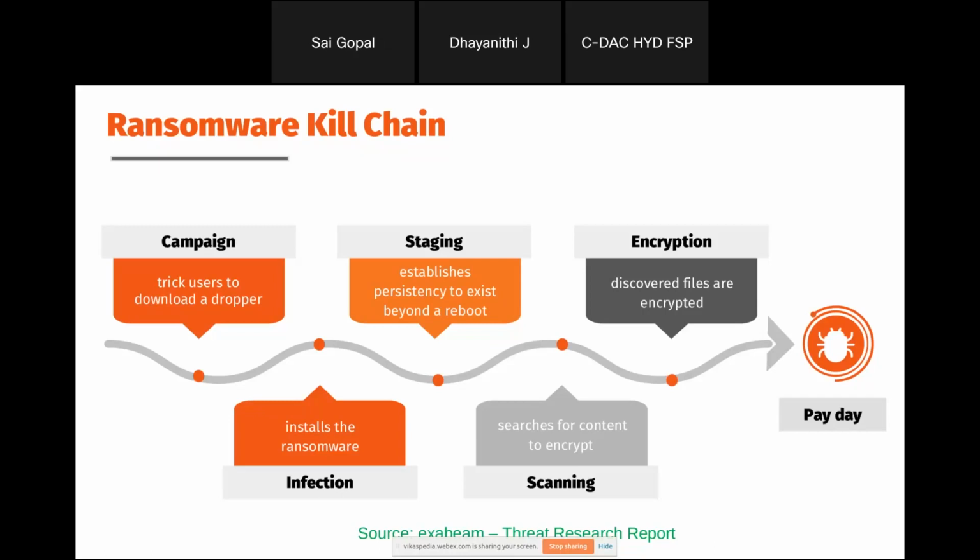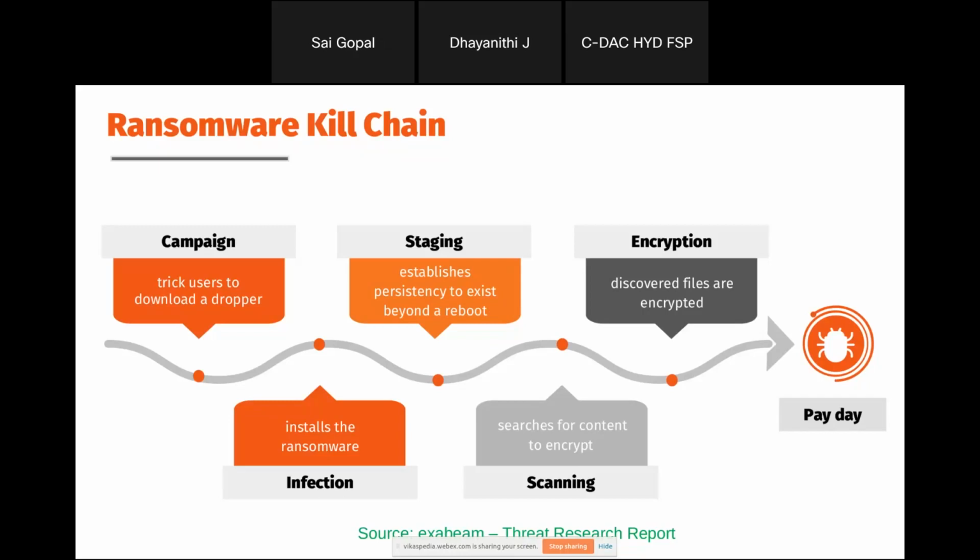The third stage is nothing but staging. In staging, once the malware is downloaded, the malware has to be persistent across the reboot. That means whenever you reboot your PC, the malware should also start running. That means the malware should exhibit a persistent behavior across the reboot. So it should either register as a service, or it should register as some scheduler job. Either one of these will be done by the ransomware.